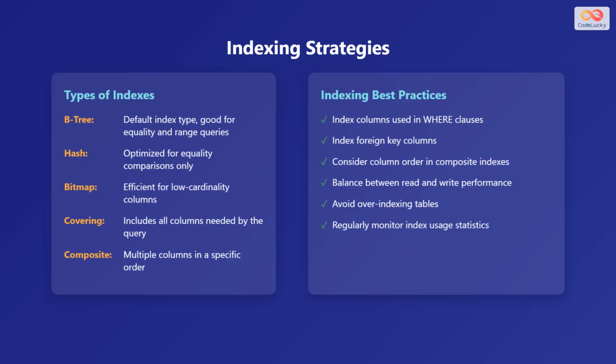Indexing is a fundamental technique for optimizing SQL queries. Understanding different types of indexes is key. There's the B tree, which is the default index type and is effective for equality and range queries. Hash indexes are optimized for equality comparisons only. Bitmap indexes are efficient for low cardinality columns. Covering indexes include all columns needed by the query. Composite indexes involve multiple columns in a specific order.